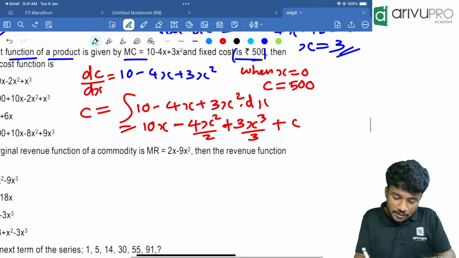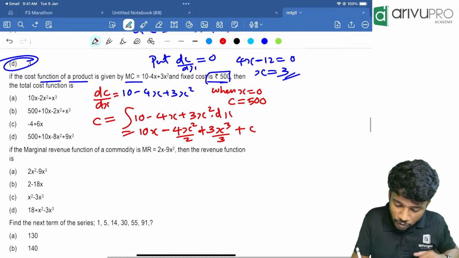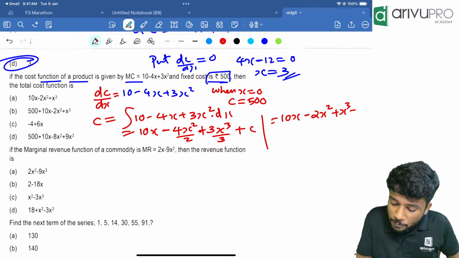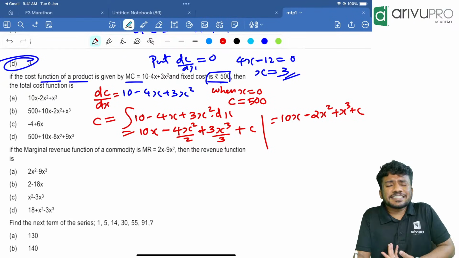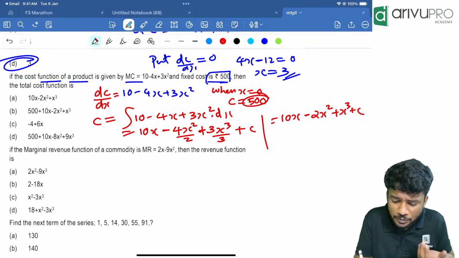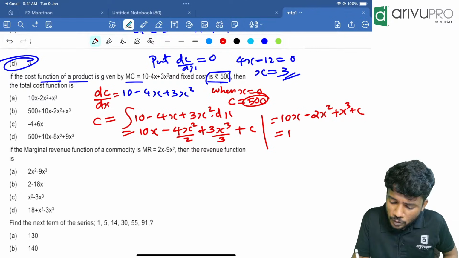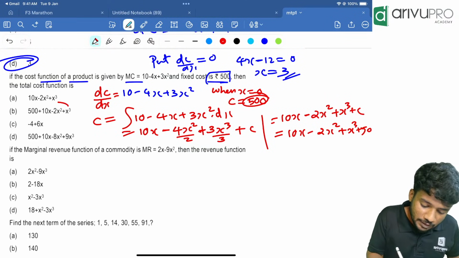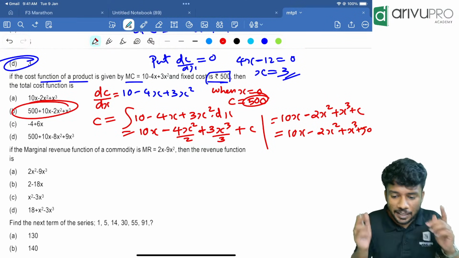Now people just cancel things off. It will become 10x minus 2x square plus x cube plus c. Now for the constant value, instead of c, you can directly put 500, which is equal to 10x minus 2x square plus x cube plus 500. So looking at that, option B is your answer.